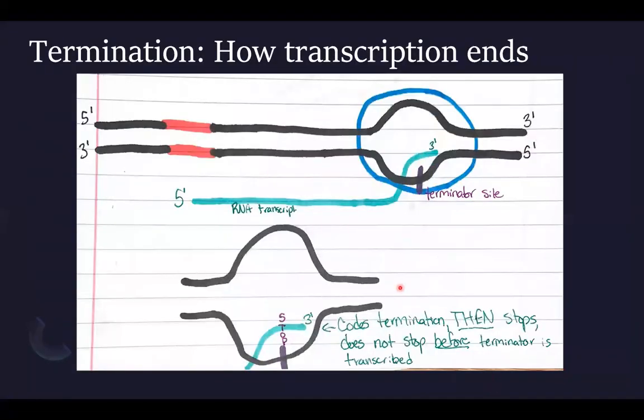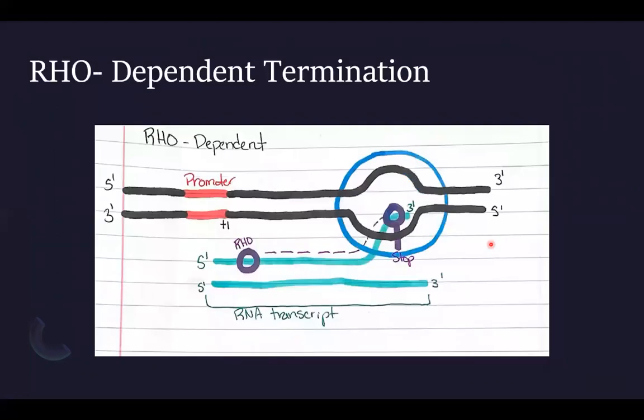So termination is how transcription ends. So when the polymerase reaches the terminator site, it actually codes the termination and then stops. You can be RHO dependent termination, which means that you need the RHO factor to catch up to your polymerase, which stops at the termination. So when that catches up, that's what signals the termination.